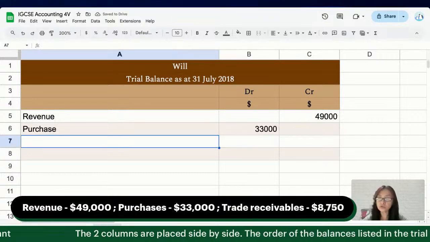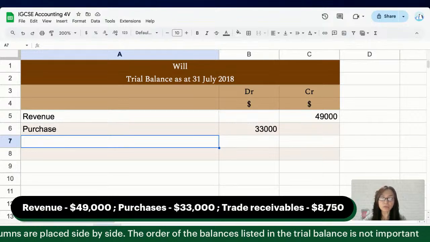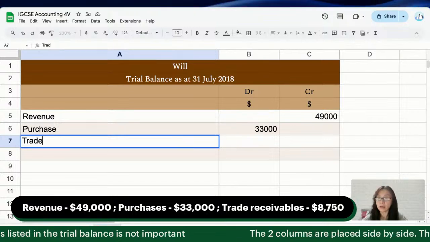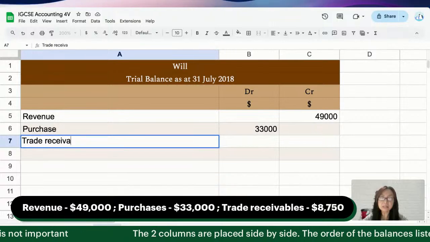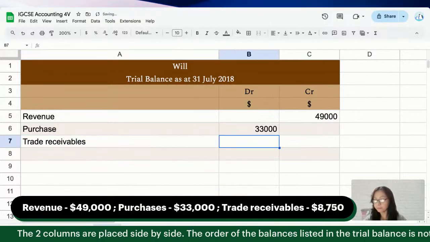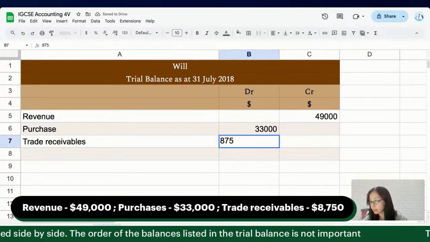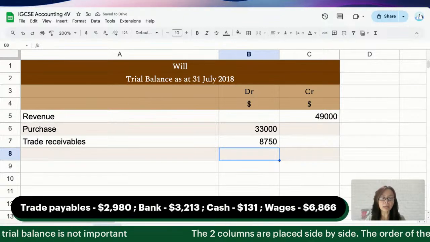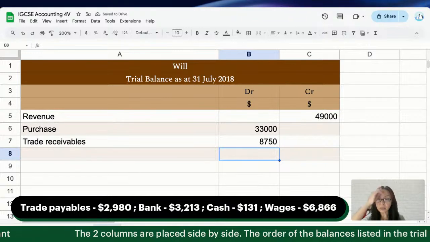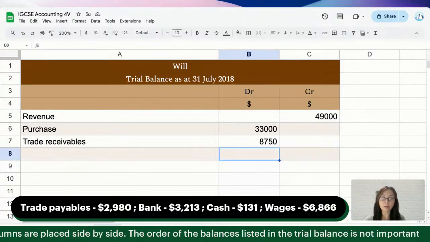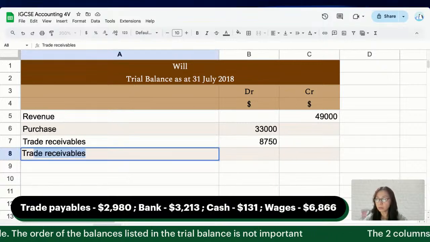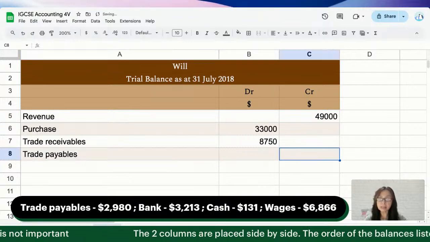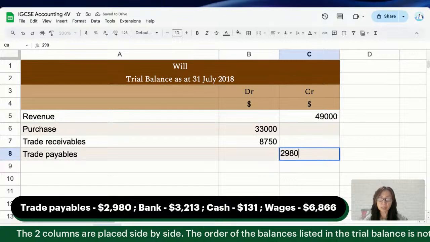Then the next thing is trade receivables. If you're confused and not very sure whether it is debit or credit, just refer that trade receivable is an asset. That's why it is always on the debit side. So it's 750. All right, this is the third, and let's look at the next one. The next thing that we are looking at is trade payables, which will be the other side, which is liability, 2980.